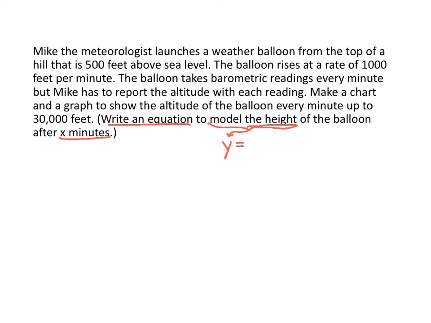So if we use this form, y equals mx plus b, and x is the number of minutes, then the m, which is the rate of change, remember, that's the slope, but it's also the change in y over change in x, what is the rate of change in this problem? Right here it says the rate of 1,000 feet per minute. So that's going to be our 1,000 feet per minute.